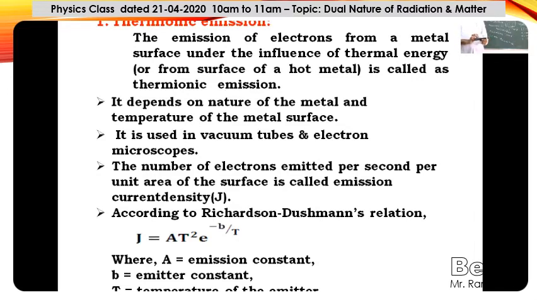The number of electrons emitted per second per unit area of the surface is called emission current density. Generally, the current density is J, and according to the Richardson-Dushman relation, J is equal to A T square into e to the power of minus b by T, where A is the emission constant, that is an experimental constant, and b is the emitter constant, and T is the temperature of the emitter or absolute temperature of the metal.